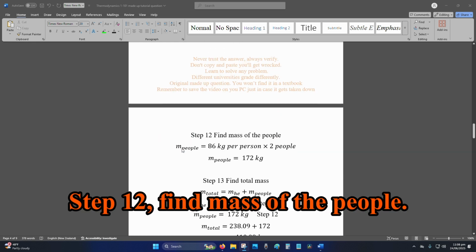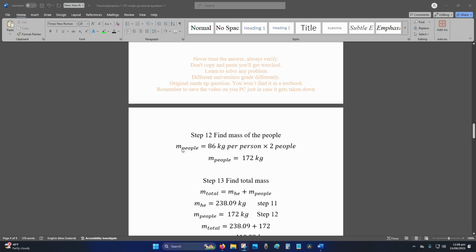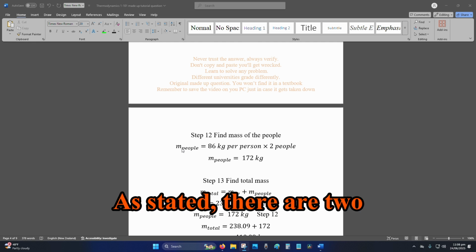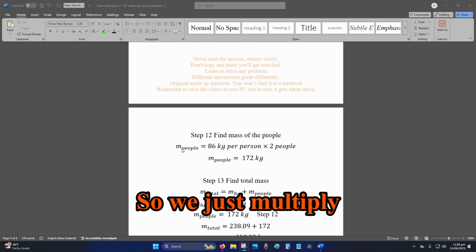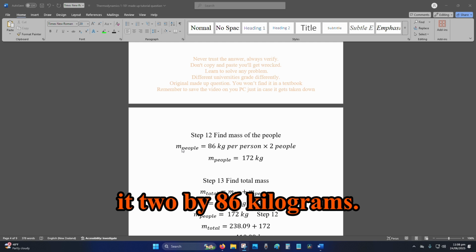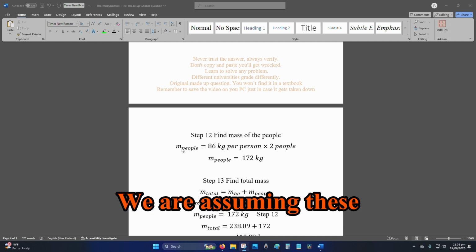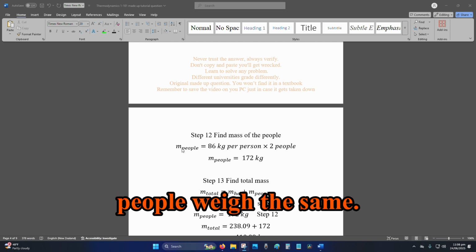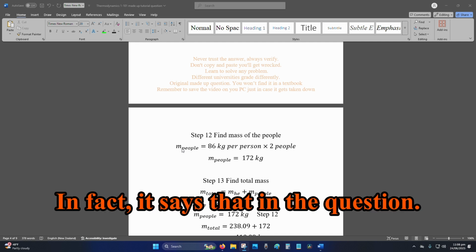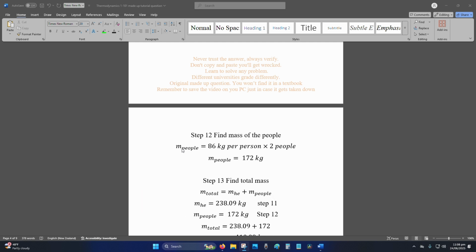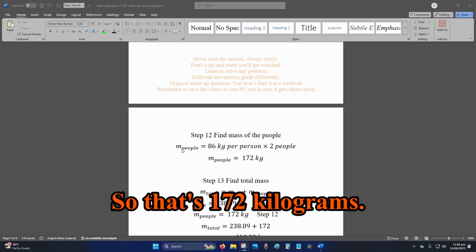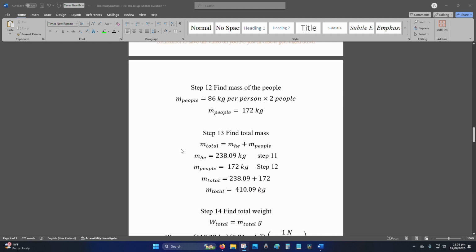Step 12, find mass of the people. As stated, there are 2 people in the question, so we just multiply 2 by 86 kilograms. We are assuming these people weigh the same. In fact, it says that in the question. So that's 172 kilograms.